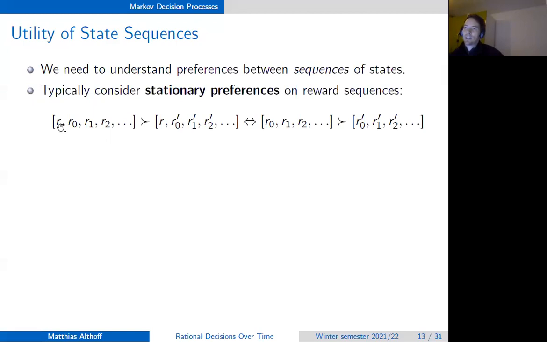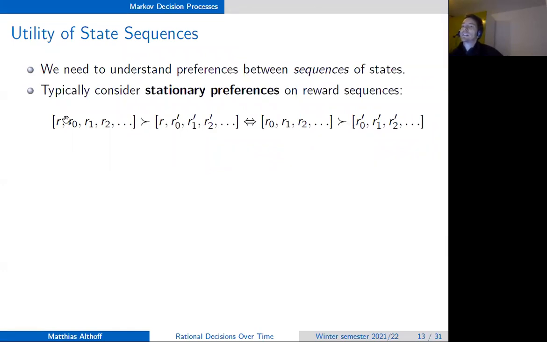meaning that if we have some reward R at the beginning, and then we have R0, R1, and so on, and we would prefer this sequence over this sequence, where the first reward is the same, but the other rewards are different. If that's the case, then this should also hold when the first reward is gone and we only have the rewards from 0 up to infinity and the other rewards from 0 up to infinity.